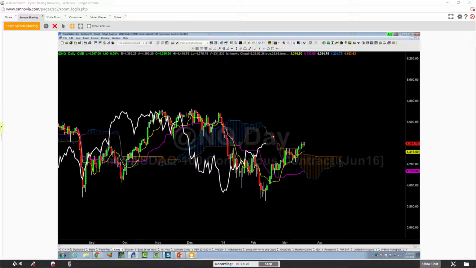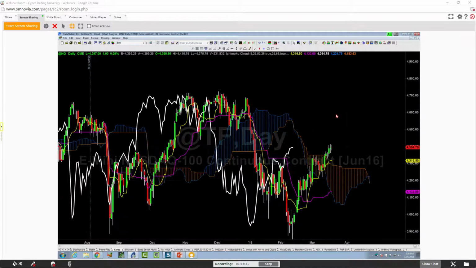But the lagging line has not crossed the cloud. So this is a good trade setup. It's not a great trade setup. It's pretty good, though. So it means the NASDAQ is probably going to run to about 4,600 right here to the overhead resistance. Let's take a look at the Russell.